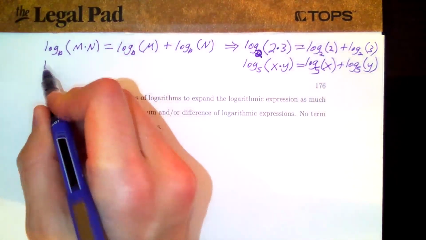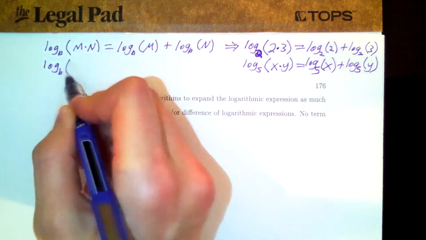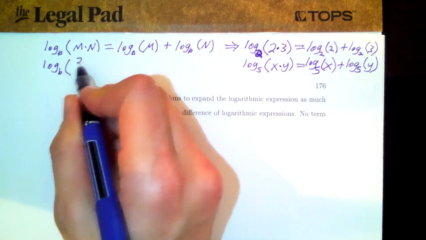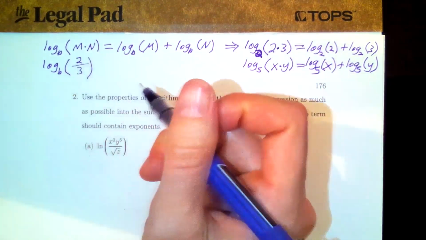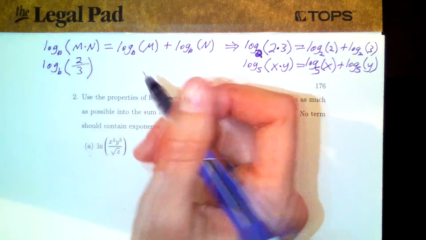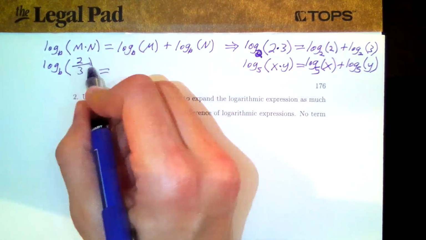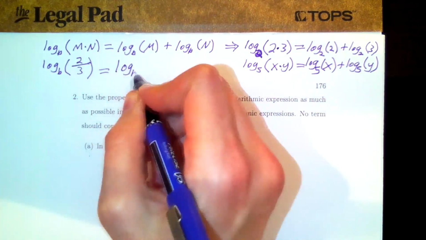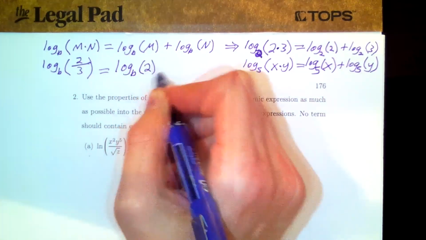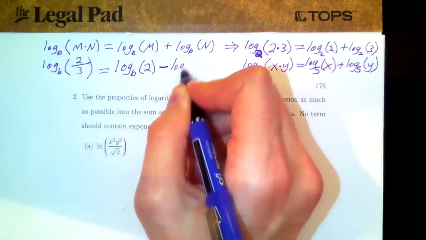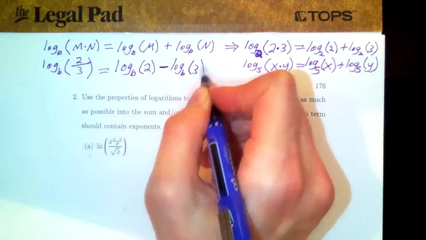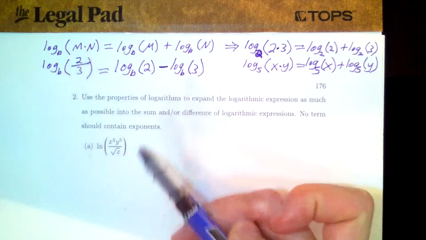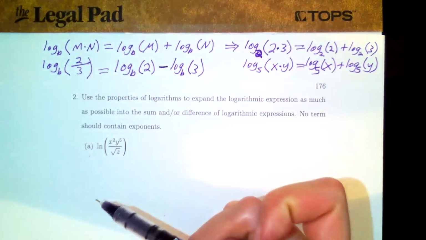If I use the division property real quick, let's say I have log base b of 2 divided by 3. Then our other log property of division said that division splits into subtractions. This becomes log base b of 2 minus log base b of 3. So log of the top minus log of the bottom. This is how they split.